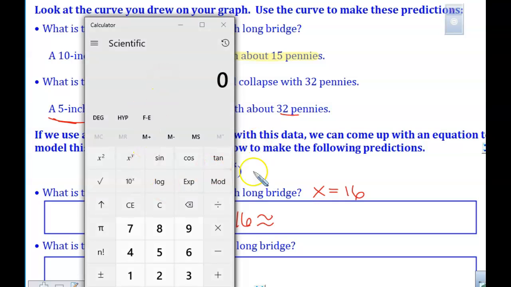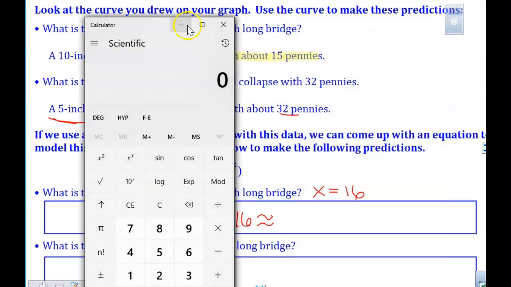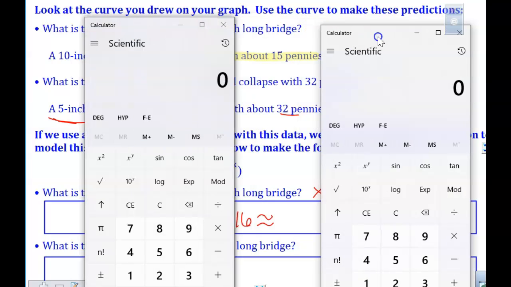As I take a look at my calculator and want to put that in, I guess I don't need all of those calculators. How many did I open?